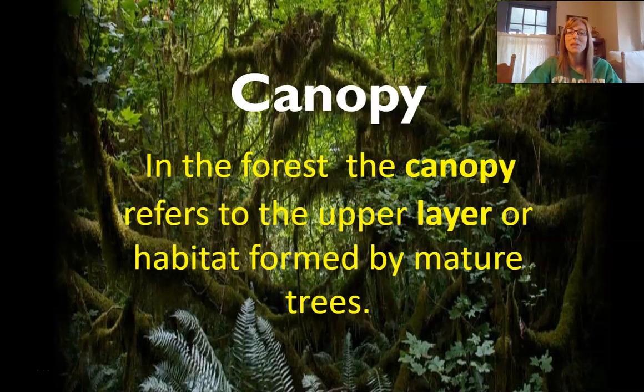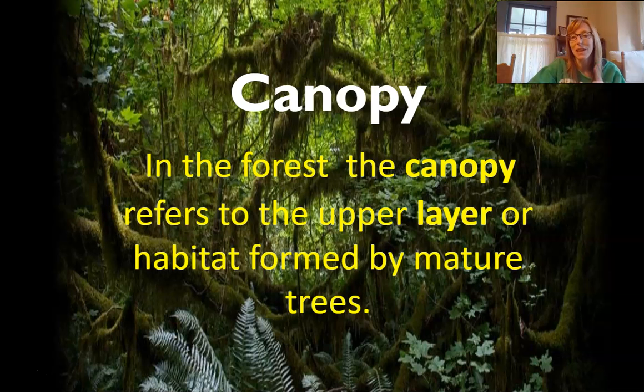Our next one is the canopy. Now we have the forest floor, then we had the understory. Now the canopy is like an umbrella. Okay, it's all of those in the forest. The canopy refers to the upper layer of the habitat formed by the mature trees, the ones that have all the big leaves and they're really full.